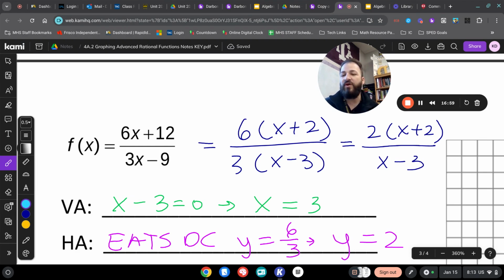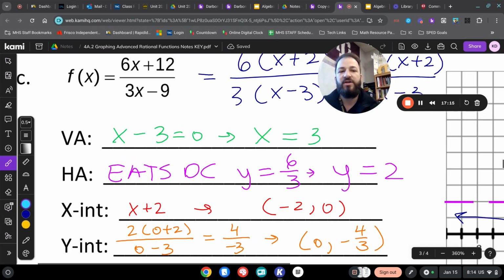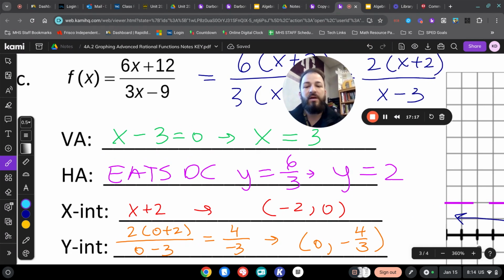Okay, now that we found our vertical asymptote and our horizontal asymptote, I want you to go ahead and find our x-intercept and our y-intercept. So go ahead and pause. All right, so our x-intercepts come from factors in the numerator. The only factor we have in the numerator is that x + 2. So we set x + 2 equal to 0, which gives us (-2, 0) for our x-intercept. For our y-intercept, we would plug in 0. So 2 times (0 + 2) over (0 - 3). That would simplify down to positive 4 over negative 3. So we get the y-intercept of (0, -4/3).